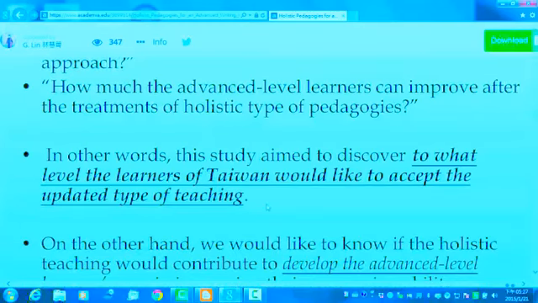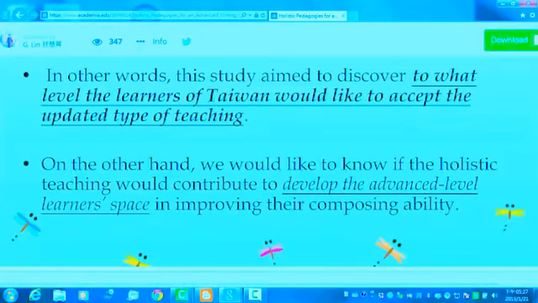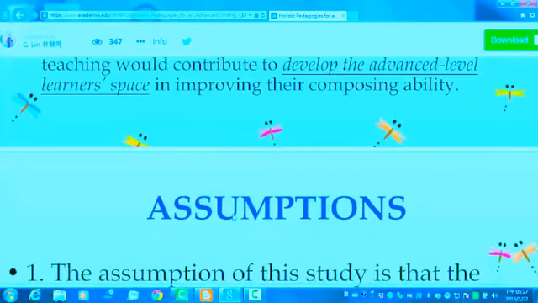In other words, this study aimed to discover to what level the learners of Taiwan would like to accept the updated type of teaching. On the other hand, we would like to know if the holistic teaching would contribute to developing the advanced level learners in improving their composing ability as well as their writing ability.